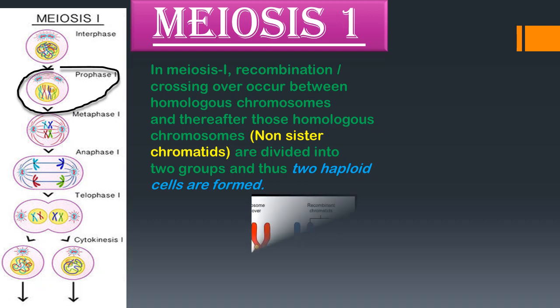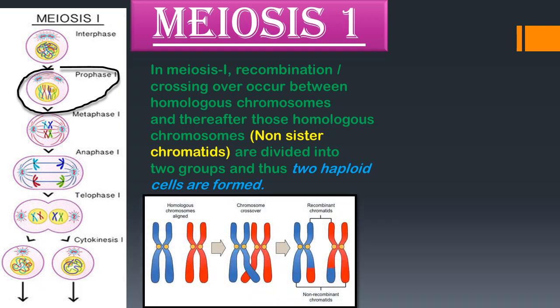Okay, so what is crossing over? Here you can observe the two homologous chromosomes. They undergo this type of crossing over. You can observe the strands or the DNA arms of the homologous chromosomes are exchanged between each other. So this is recombination or crossing over between the homologous chromosome pair.